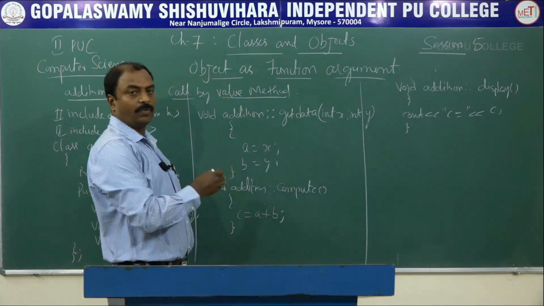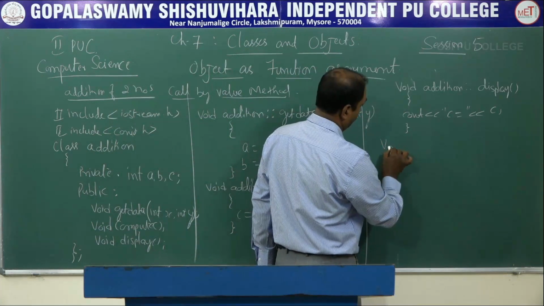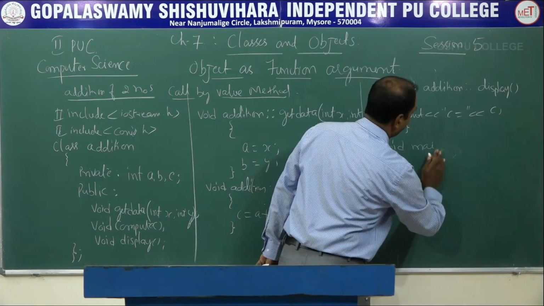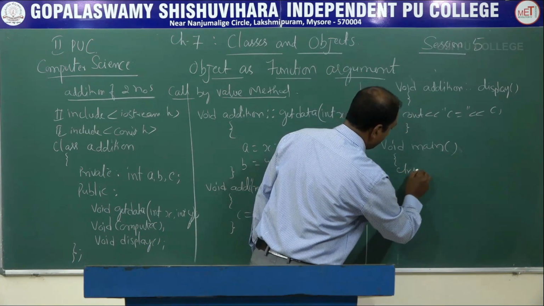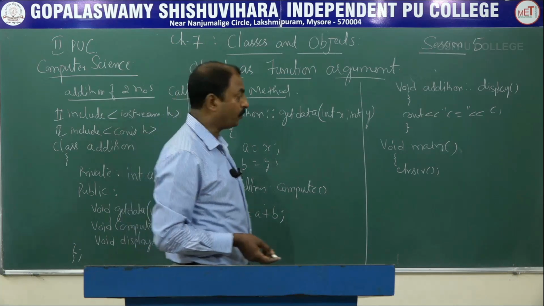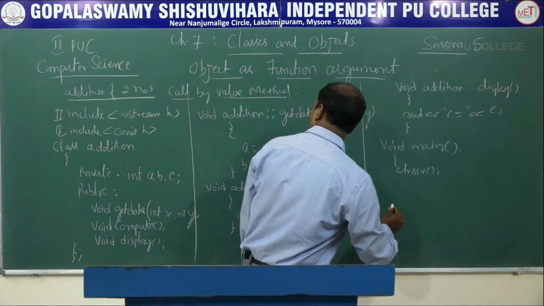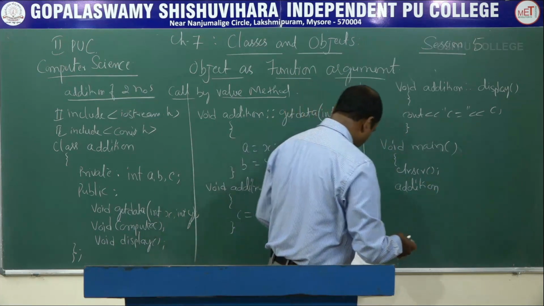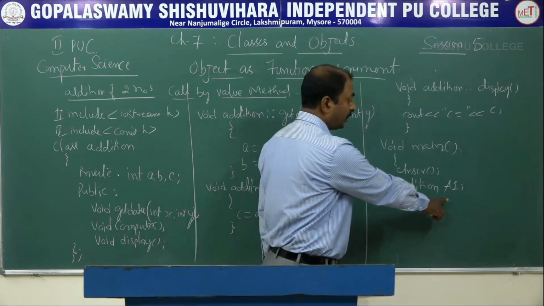Again, what is the next step? Next we have to write the main function, that is void main. Under this, clrscr. First, the first statement would be the creation of an object of a class. Here the class name is addition. If I say a1 is the name of an object, this is nothing but a user defined name.